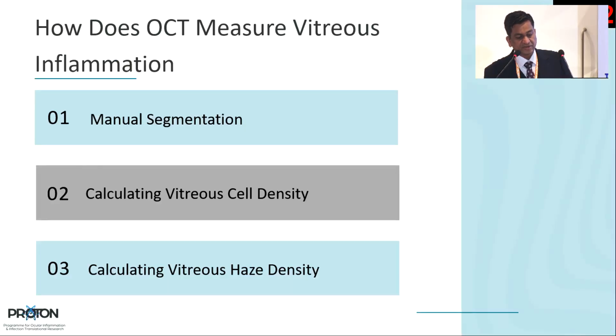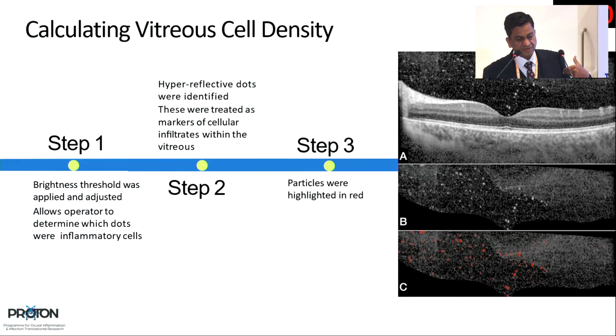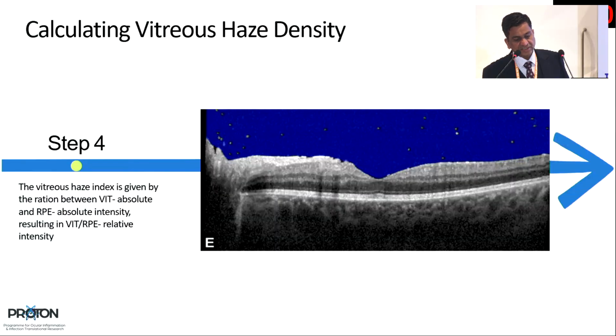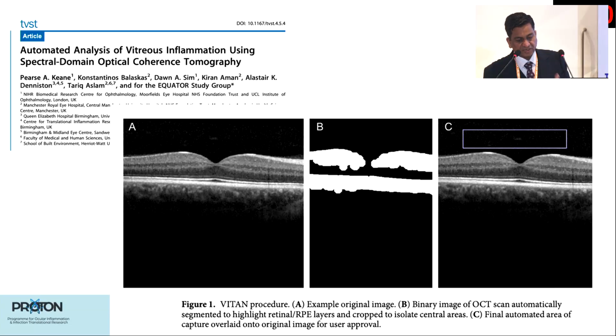But what we did is segmentation of the OCT images, manually picking up the vitreous, then calculating the vitreous cell density or the vitreous haze density. So this is the segmentation of the OCT, then calculating the vitreous cell density, then haze density. And there has been work done, first by P.S. Keen, but mostly this work was done by Tariq from Manchester, and he wrote the software which was further validated by Pierce and Alistair Denniston.